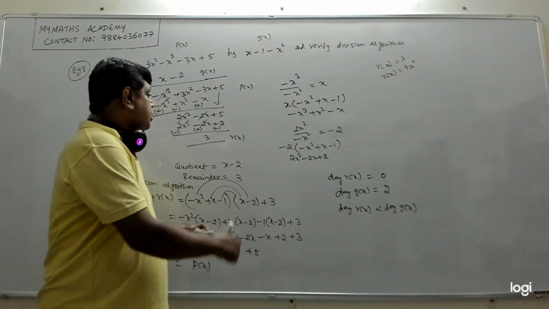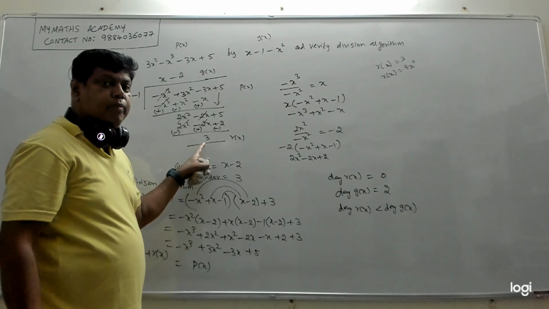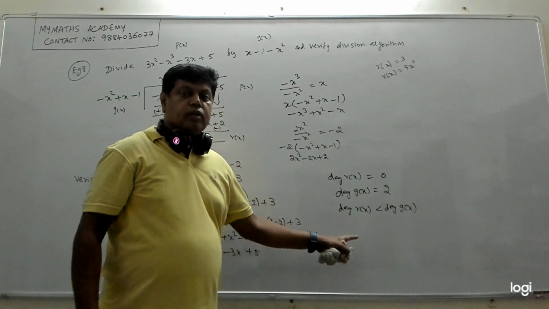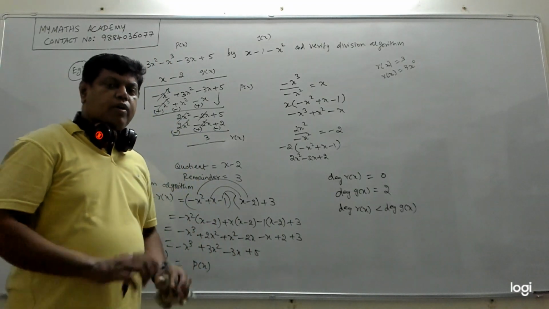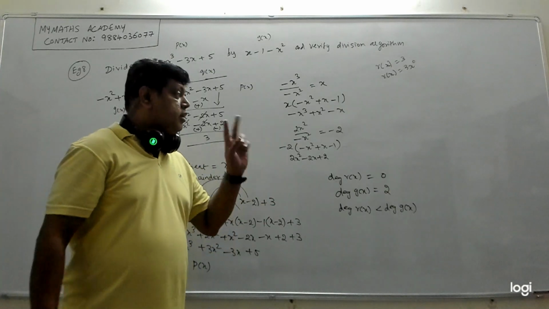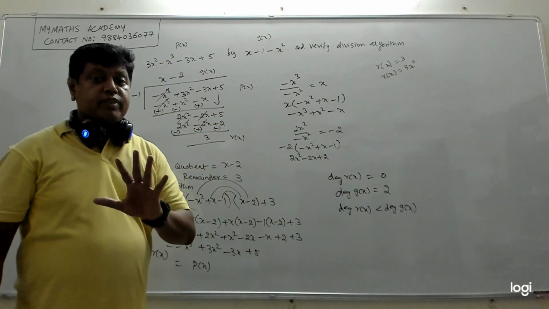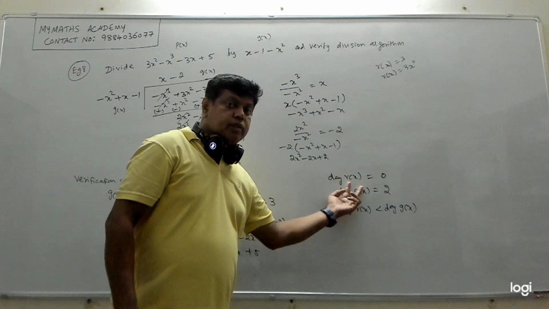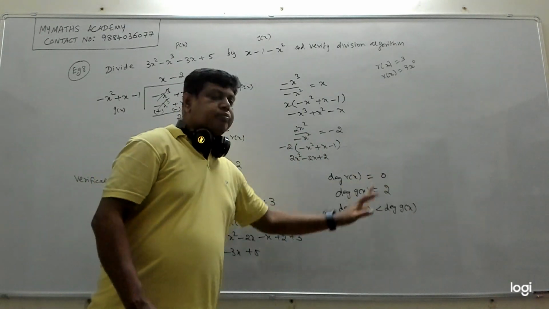Suppose if we get remainder as 0, not 3, some remainder is 0. Then we will not check this degree condition. You can just say remainder is 0. R of x is 0. If r of x is 0, you don't have to check this condition. There is a difference. Degree of r of x is 0 is different from r of x is 0. R of x is 0 means the polynomial itself is 0. The degree of r of x means the highest power of the variable is 0. That is the meaning of degree.